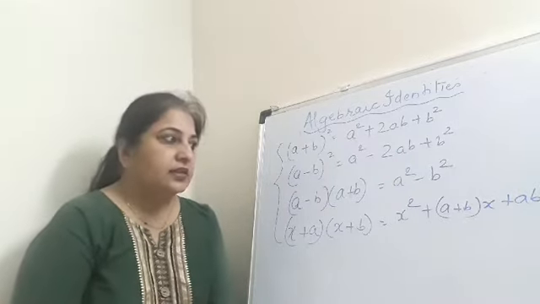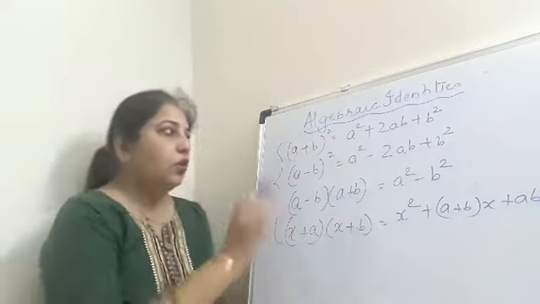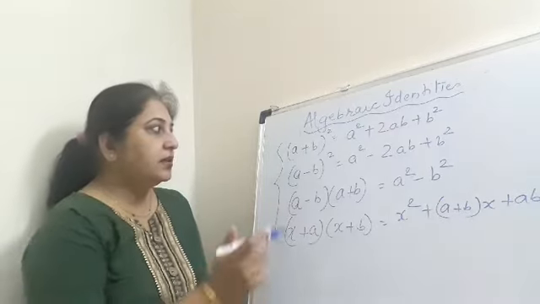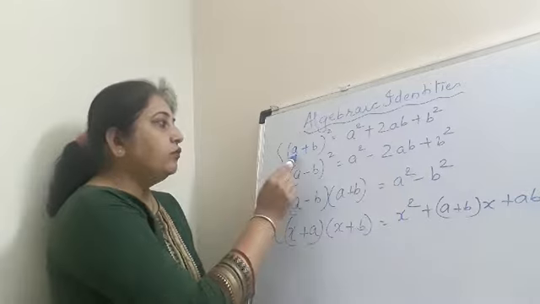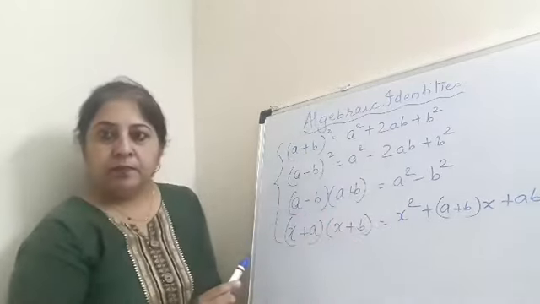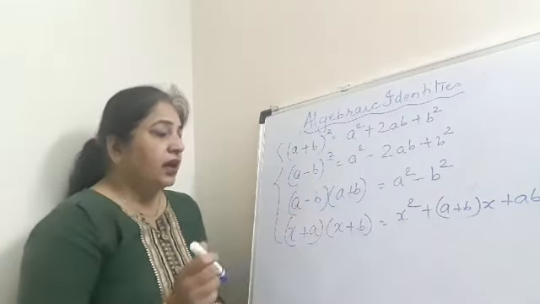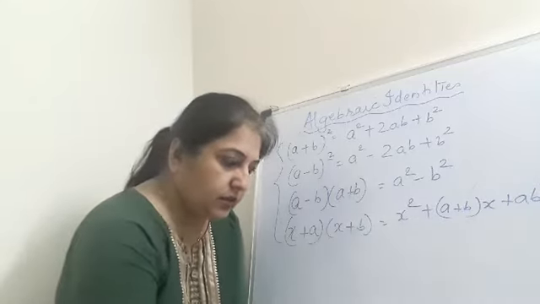And what is an identity? An identity is an equation which is true for all the values of the given variables, right? That means if we substitute any value of a and b here, it will be true for this expansion, this expansion, or this identity and this identity. These are all square identities, right? Now we are going to study today the identities in cube.